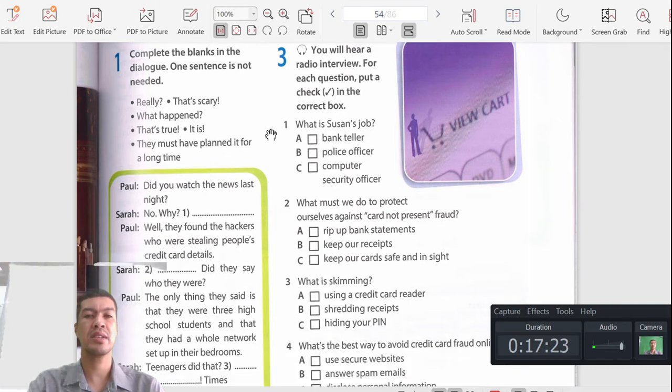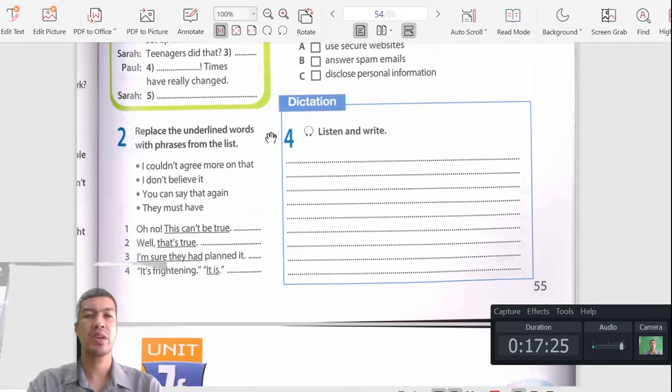Moving on to the next part. Replace the underlined words with phrases from the list. We have our list of words: I couldn't agree more on that, I don't believe it, you can say that again, and they must have. So we need to replace the underlined words. You guys can pause the video, as I've said, and do this example first before we do it together.